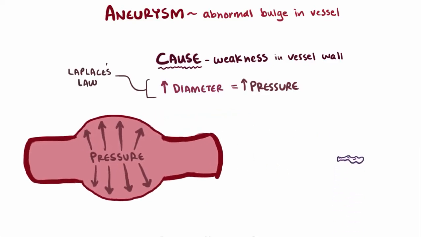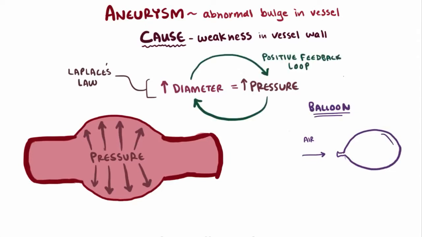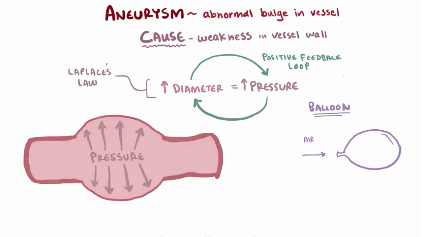You've likely experienced this when you blow up a balloon. The first breath into the balloon is tough, but the next several breaths are pretty easy. This is why aneurysms usually get bigger over time. It's because of this positive feedback loop. So what underlying conditions might weaken the wall of blood vessels?